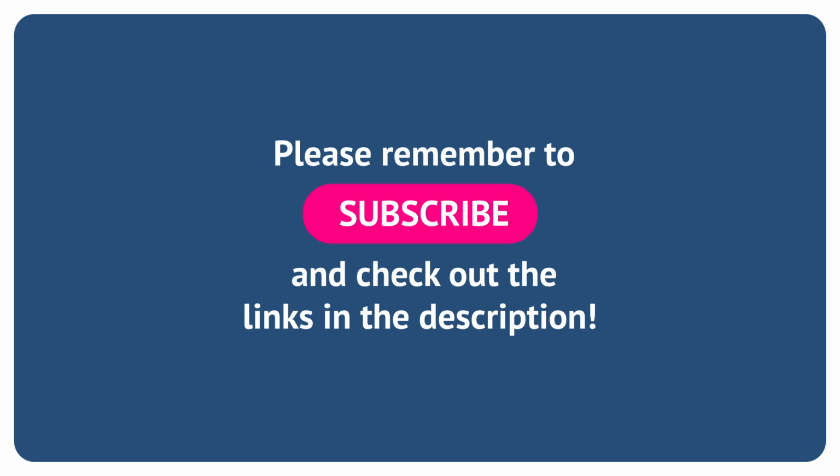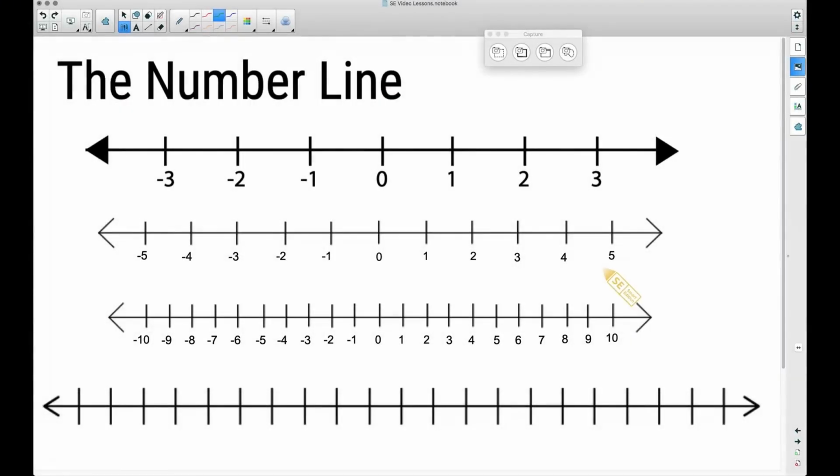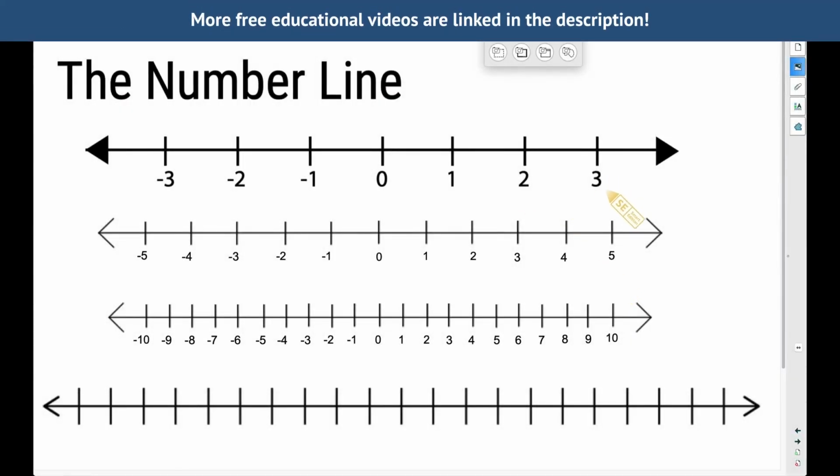Let's get started. In this video, we're going to talk about the number line. We have 4 number lines here, and they're all the same except we maybe have more numbers on some than others, or maybe sometimes you have a blank number line. What's important to understand about a number line is this. The farther to the left that any number lies on the number line, the smaller it is, and the farther to the right that a number lies on the number line, the larger it is.